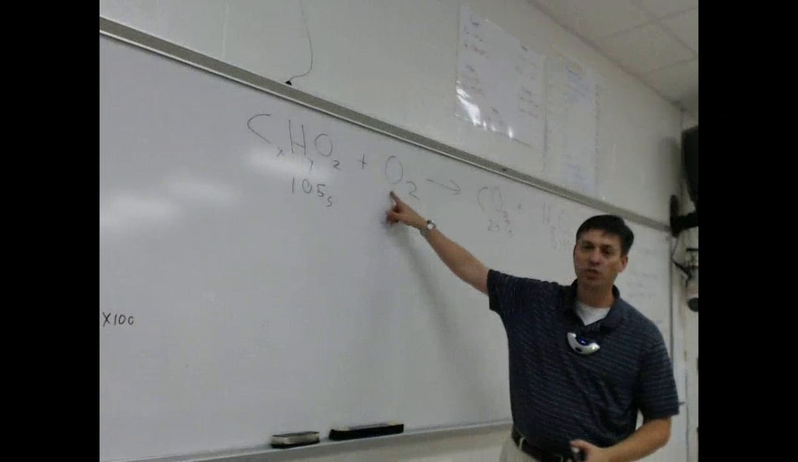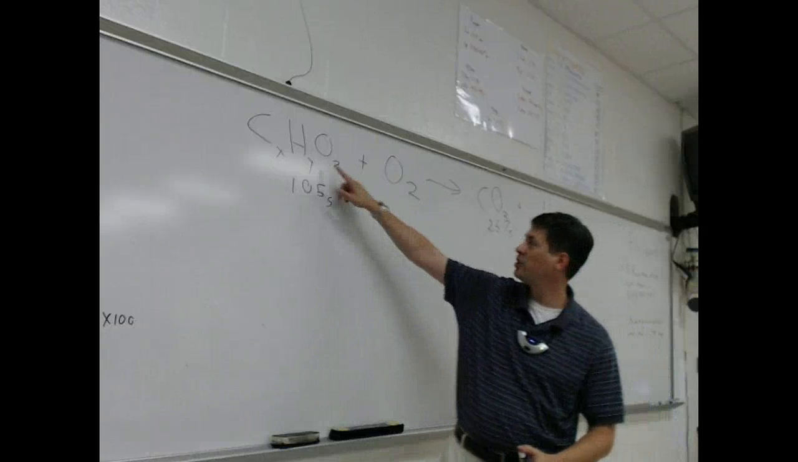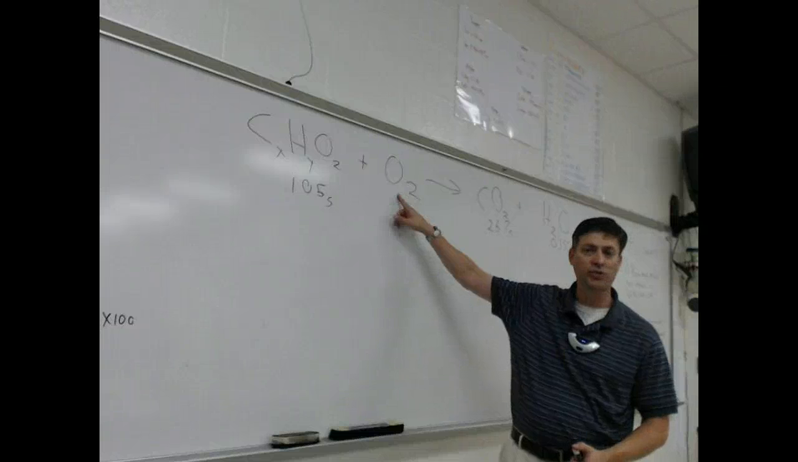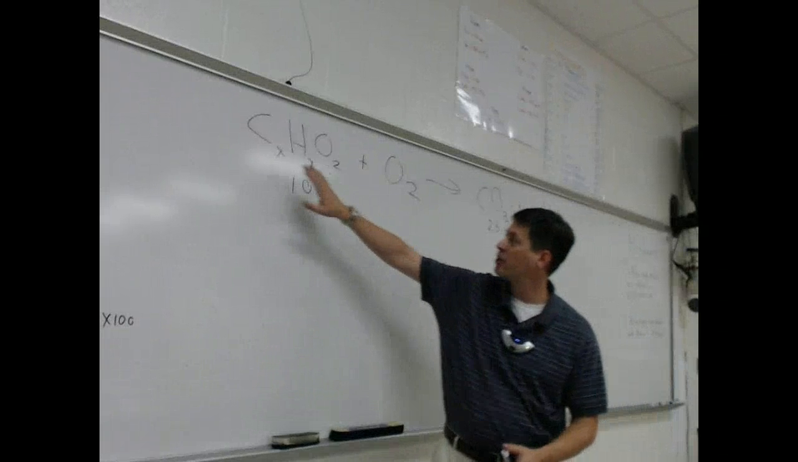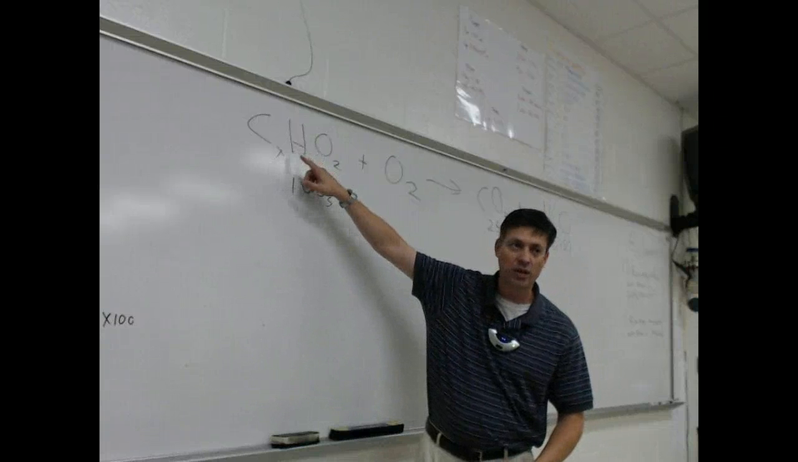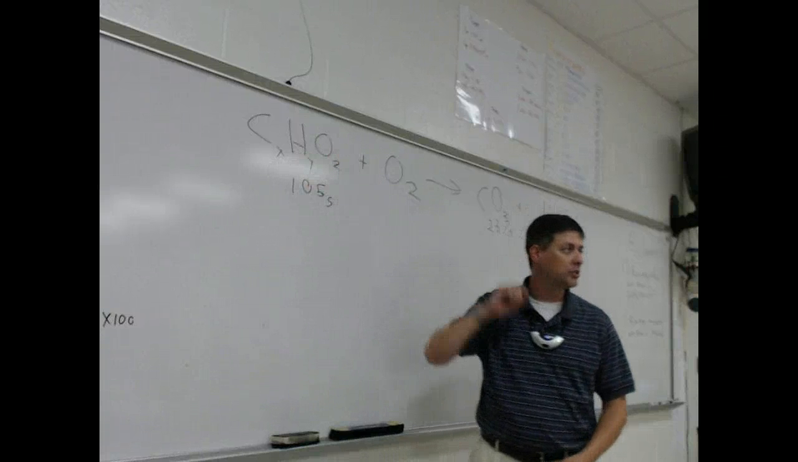Not given off, but consumed from the atmosphere. The oxygen could have come from here or here, and we have no way of knowing how much of the oxygen is consumed from here. So we're going to figure out the carbon and the hydrogen. Whatever the balance is of this quinone compound has to be oxygen.